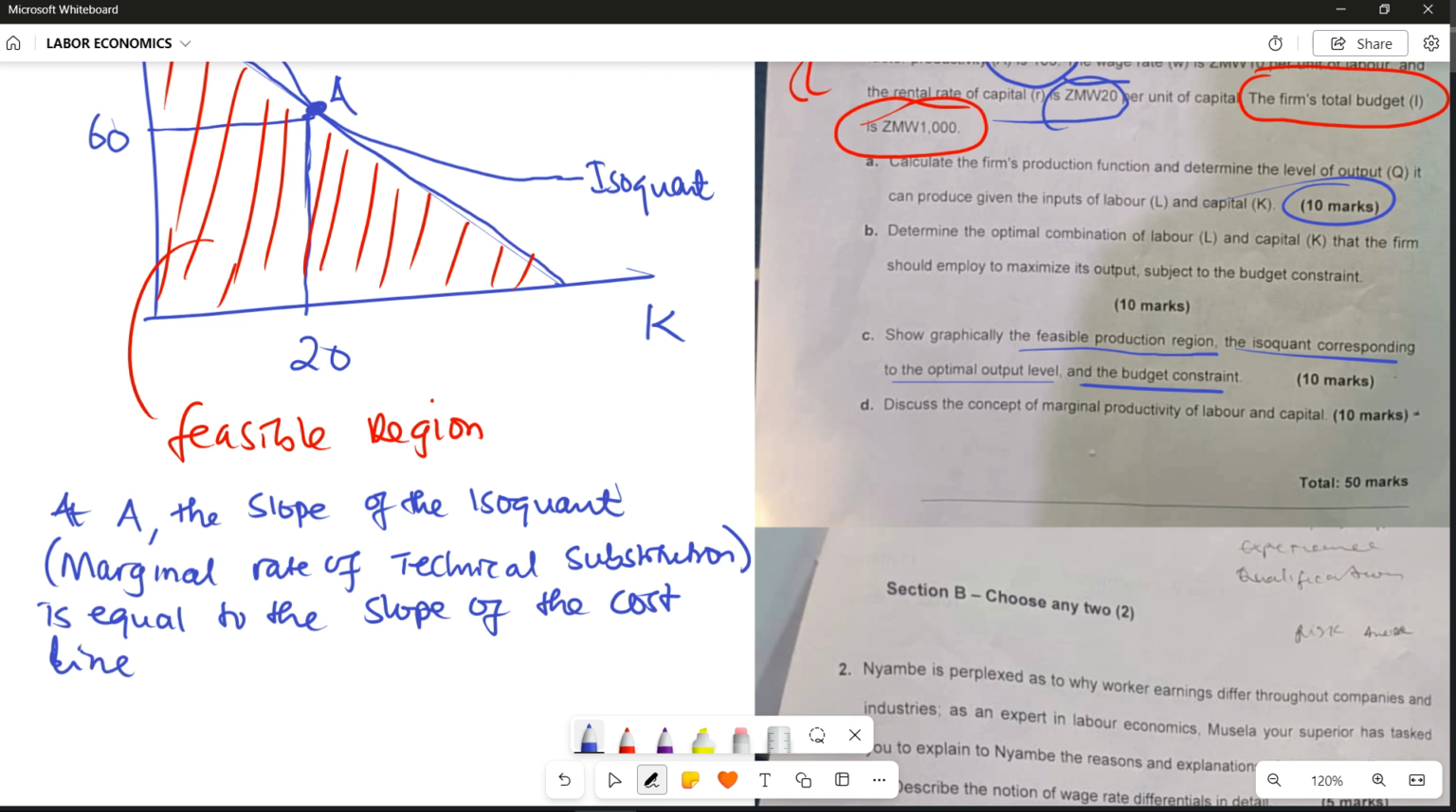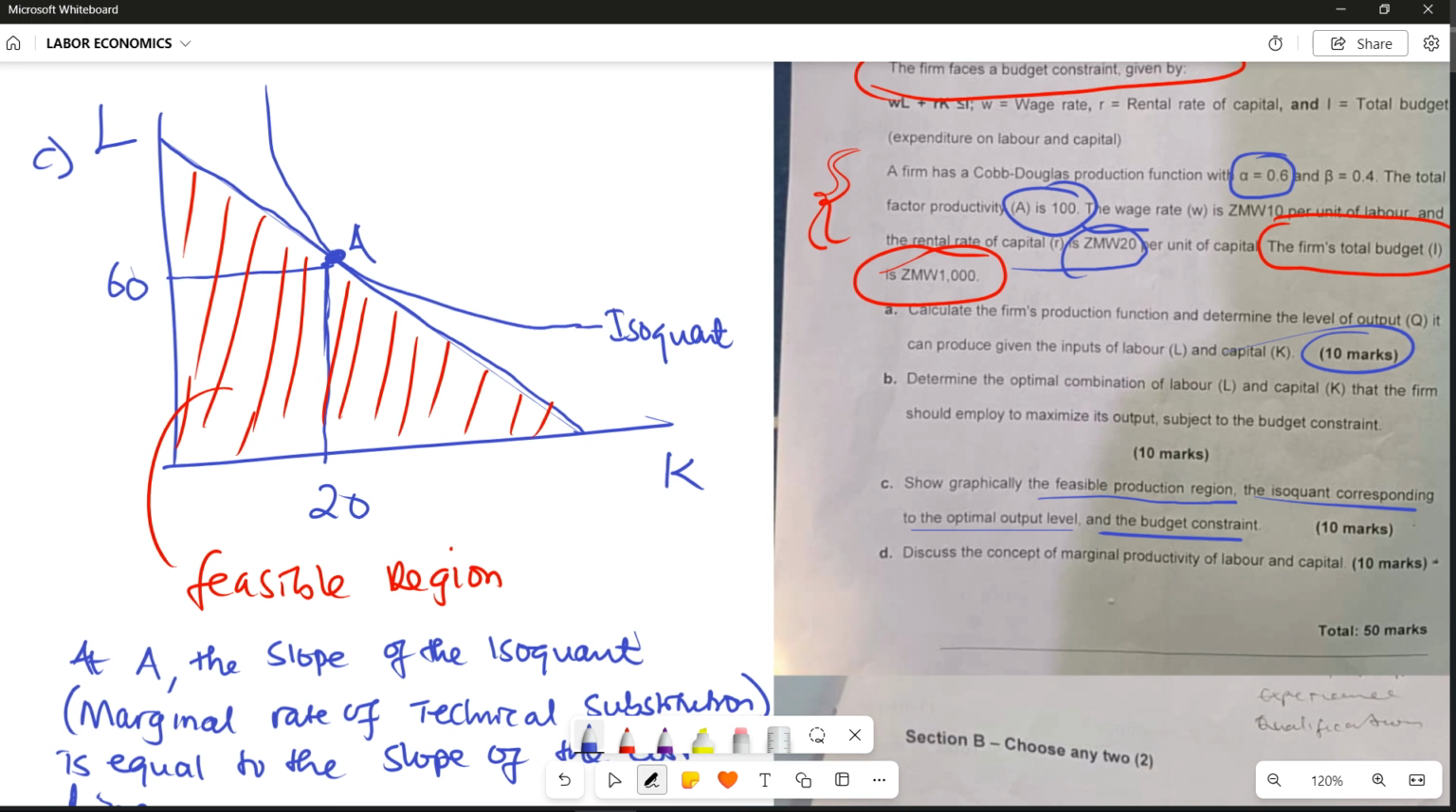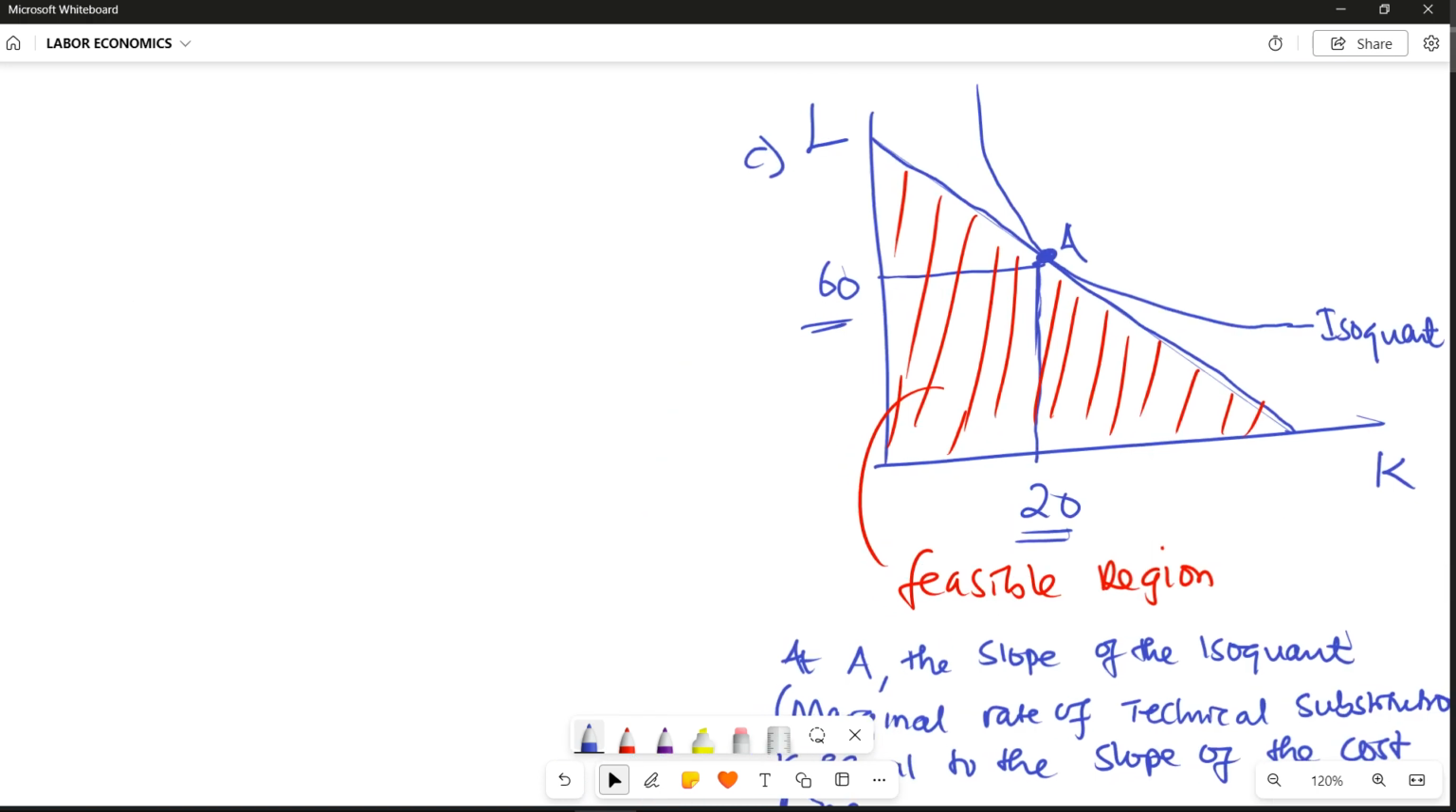Now what do we mean? What it means is that, first things first, this shaded region is the feasible region. We can produce any level of output as long as that output falls within the shaded region. Then the best combination of capital and labor is at point A, where we've got 20 units of capital and 60 units of labor. And at that point A, the slope of the isoquant, and the isoquant is this curve. Maybe let me also define the isoquant.